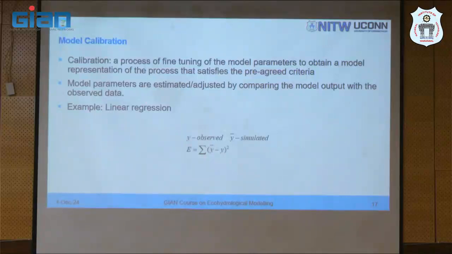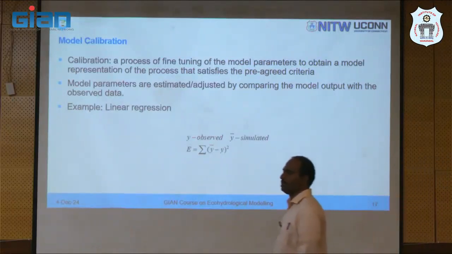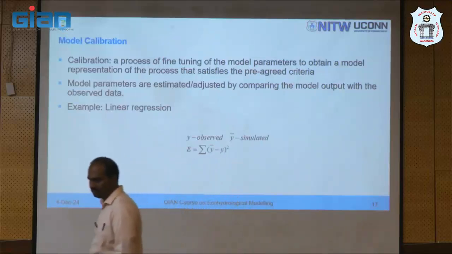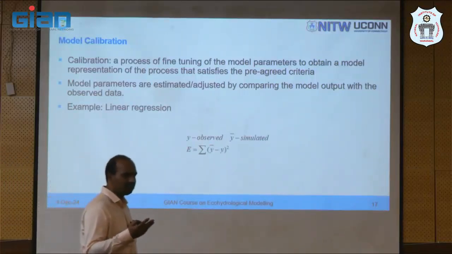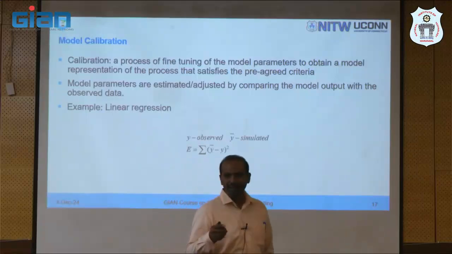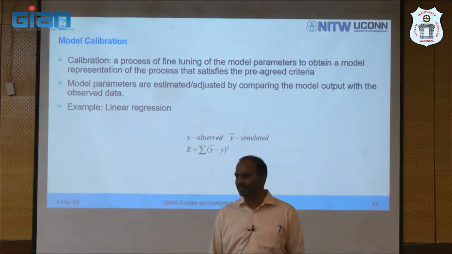One example is linear regression, right? Y is equal to mx plus c. M and c are estimated such that the sum squared error is minimum. Y is equal to mx plus c, any linear regression. All of you would have plotted graphs in your lab for data. You would have drawn a best fit line.